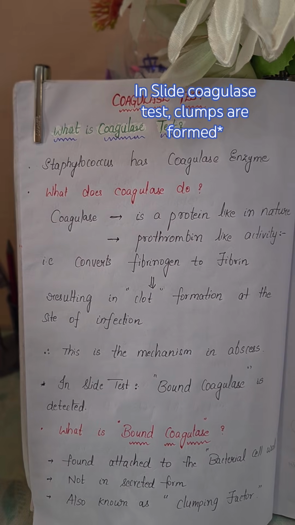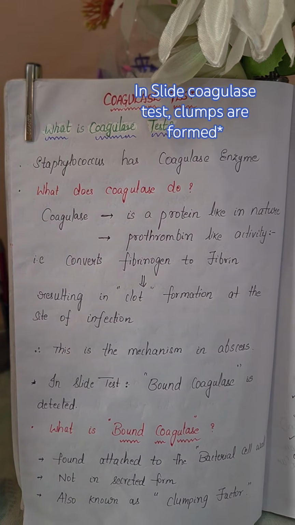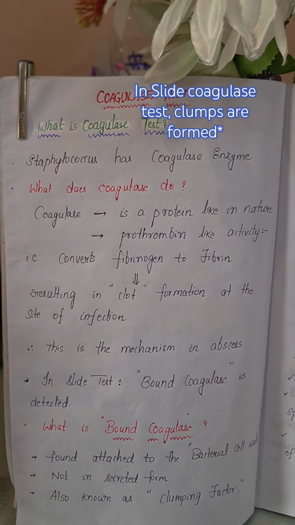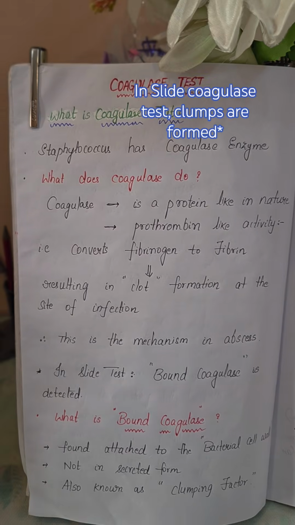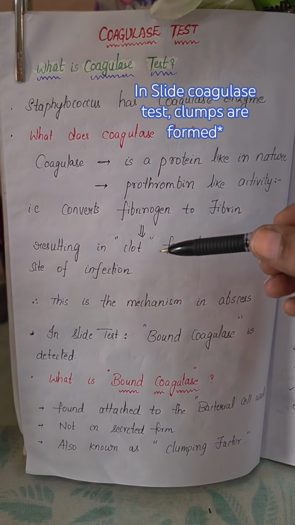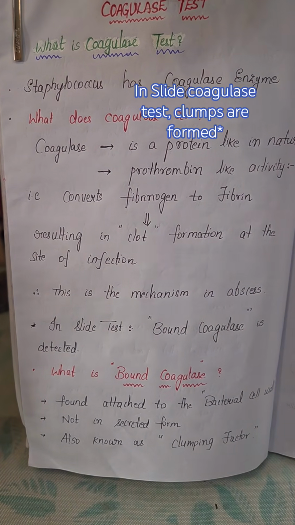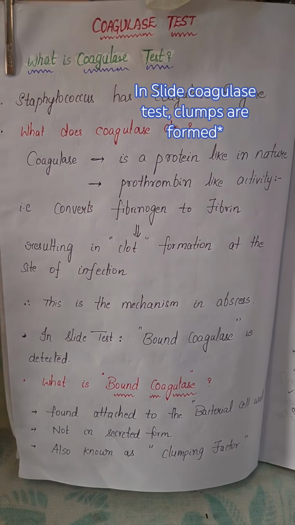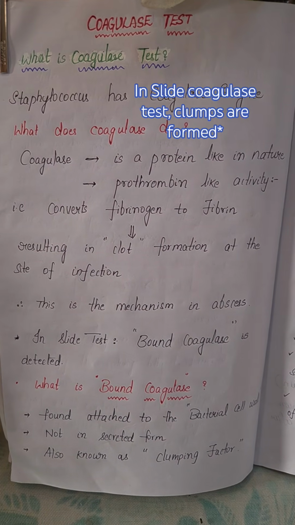So what does coagulase do? Coagulase is protein-like in nature. It's an enzyme which is protein in nature, and its mechanism of action is prothrombin-like activity. That means it converts fibrinogen to fibrin, which helps in the formation of a clot at the site of any infection. So this is the mechanism in the formation of an abscess. That is, formation of a clot, resulting finally in an abscess.